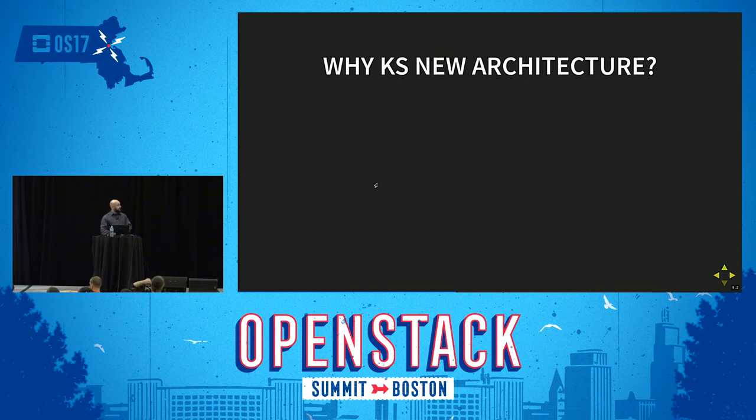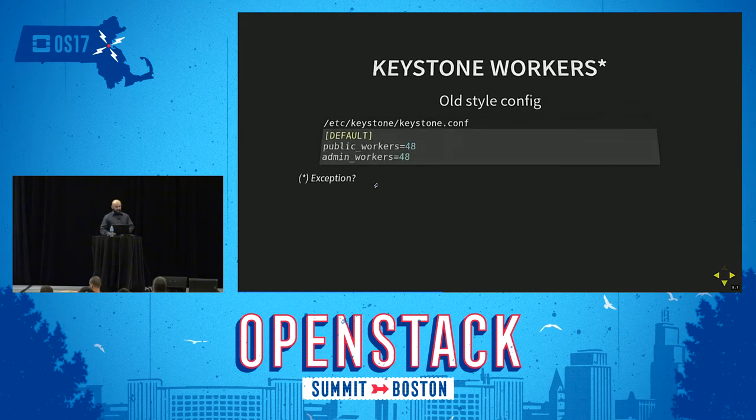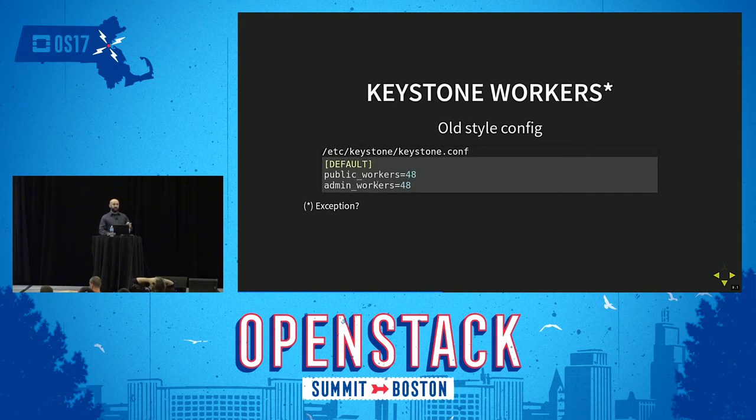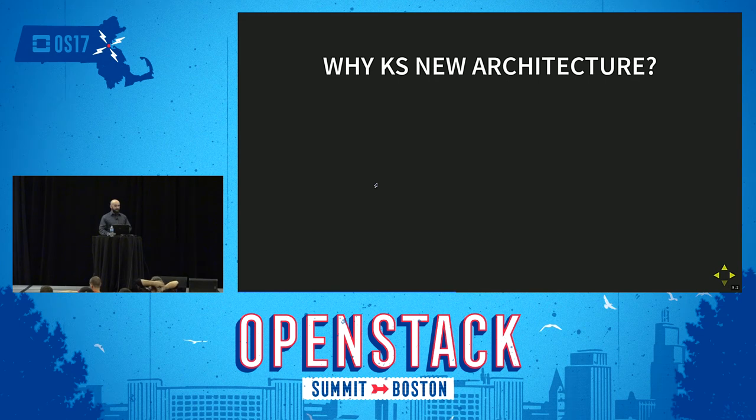But there's a key: this is the old Keystone architecture, but Keystone is switching it. And Keystone is probably the first service which is fully switching from the old architecture to the new architecture. So why is Keystone actually doing this? Doing a multi-process, multi-thread application is tough. It's difficult.